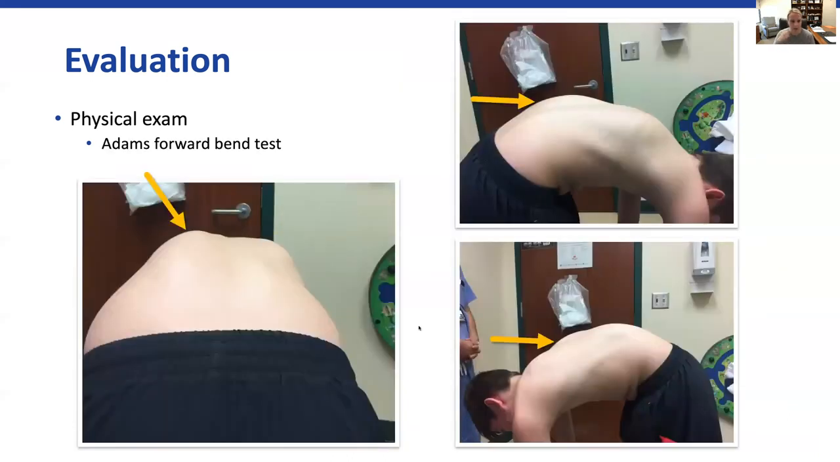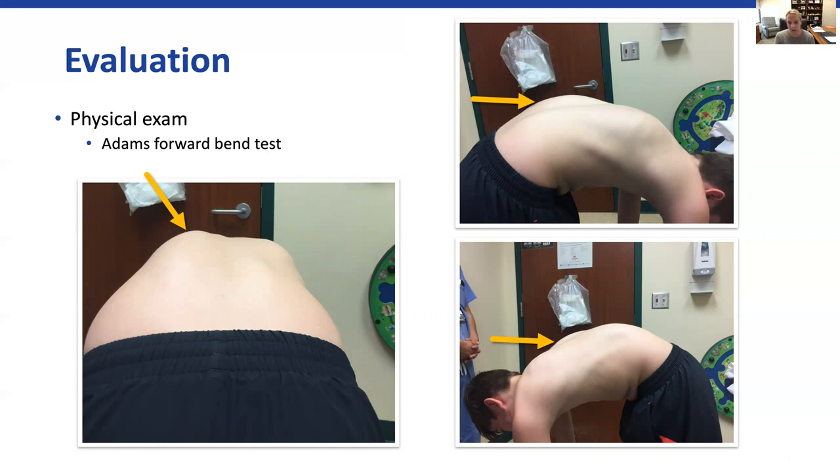We also look at Adams forward bend test, and this is the test that most of our patients know the best because it happens at school all the time. But what we're looking for on this is a rotational deformity. So if you see this child who's bending forward, you can see on the picture here to the left, the arrow is pointing at a left lumbar prominence, which is due to the rotation of the curve.